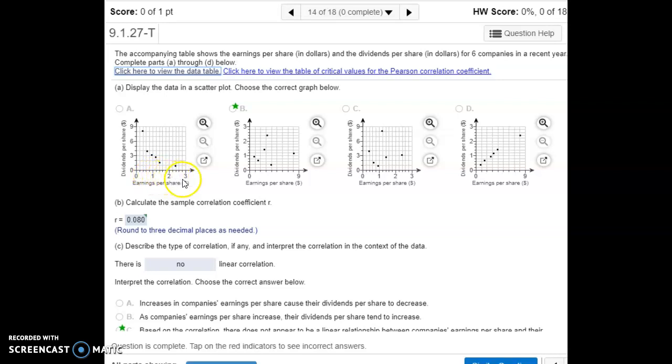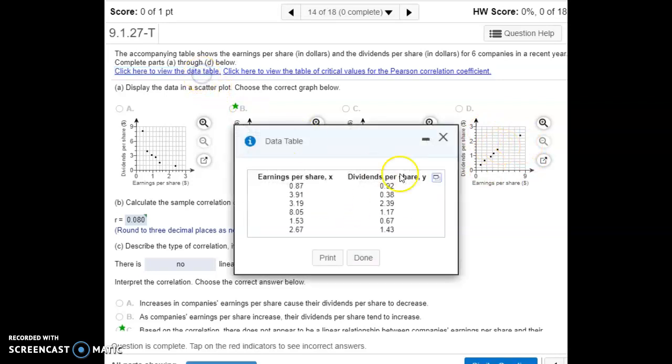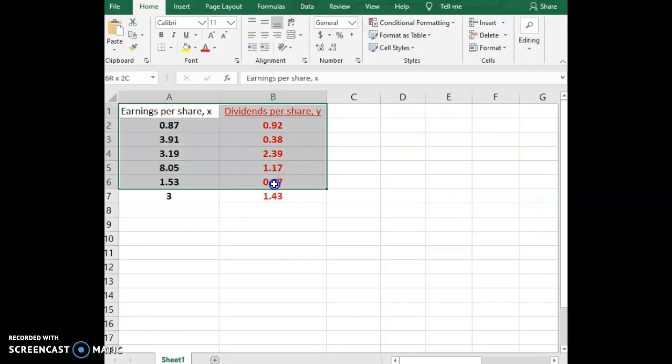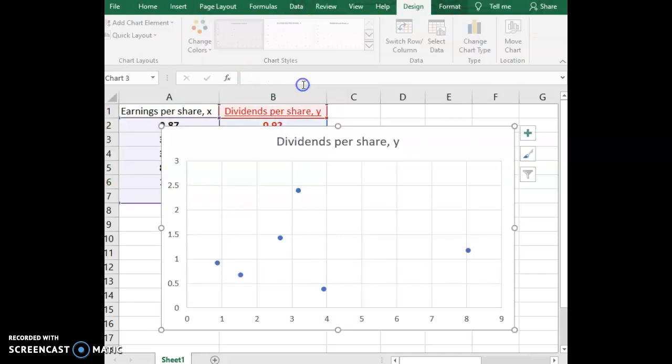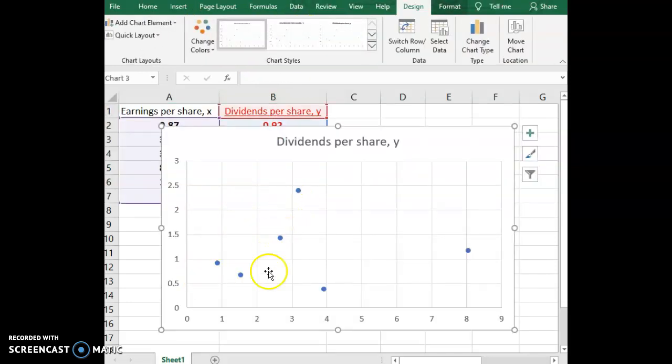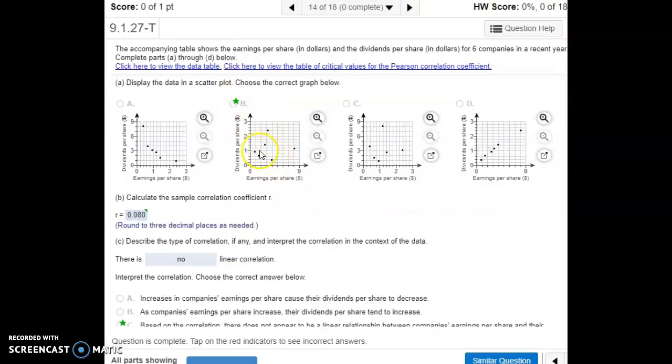So looking at what the x-axis should be, it needs to go from 0 to 9, and the y should be 0 to 3. So there's really just two options here, and we're going to copy our data into Excel and create the scatter plot to see which is the correct option. So select the data, insert, click on that scatter plot, and you see it looks something like this. And this would be our solution then.